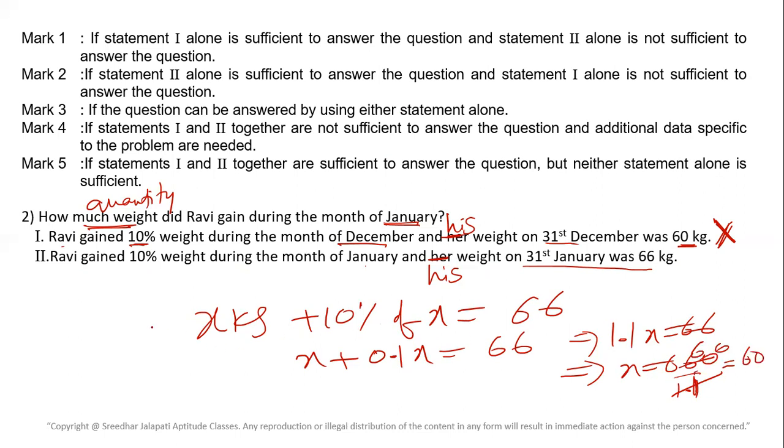Right? So that means he was 60 in the beginning of the month. He gained 10%, which is 6 kg. So therefore, statement 2 alone is sufficient to answer the question. We are able to find it.